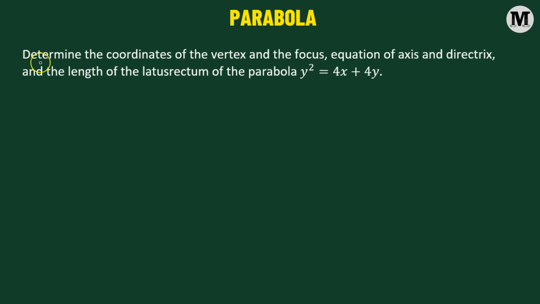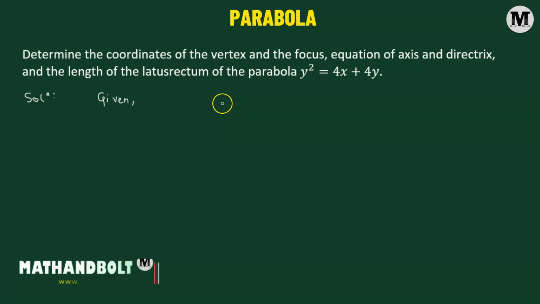So in this problem, we are given the equation of a parabola and we need to find out the coordinates of its vertex and the focus, the equation of the axis and directrix, and the length of the latus rectum. Let us begin. So what we'll do, we'll start with the given equation of the parabola and try to express it in the standard form.